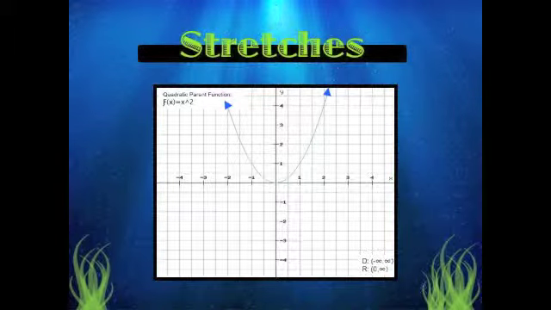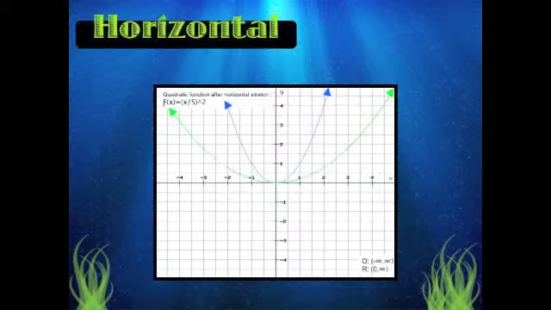Now time for stretches. For these, I'll be using the quadratic function, whose parent is x squared, and its domain is all real numbers. First up is a horizontal stretch. Basically, this is when a graph becomes longer. To make a graph have a horizontal stretch, multiply x by a number less than 1.